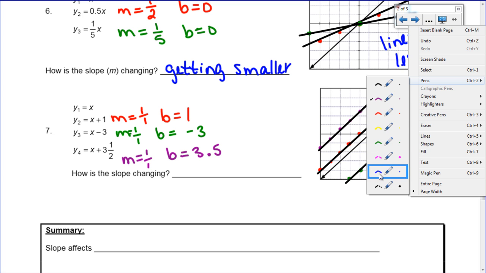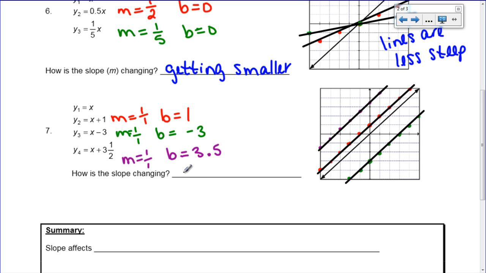And so this question that says, how is the slope changing? Well, the slope changing it's not. They're all the same, so my slope didn't change. What did change was the y-intercept. And when I changed the y-intercept, if I made it bigger, my line scooted up. If I made it smaller, my line scooted down.